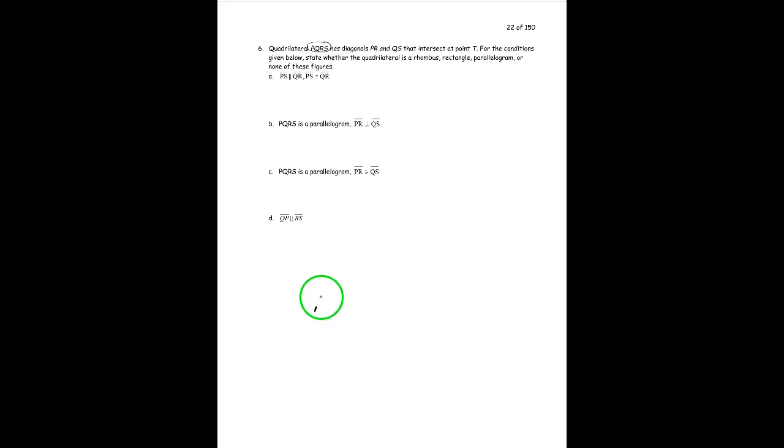What I mean by that is if I draw 4 points here as a quadrilateral, P is the first point listed, Q is the next one, and then R has to be this one because they have to appear in order. So P, Q, R, and then S. So the first one is, let's see, PS is parallel to QR, and PS is congruent to QR.